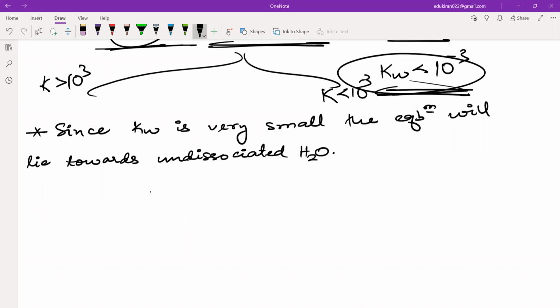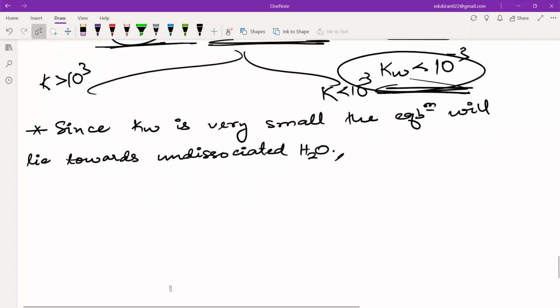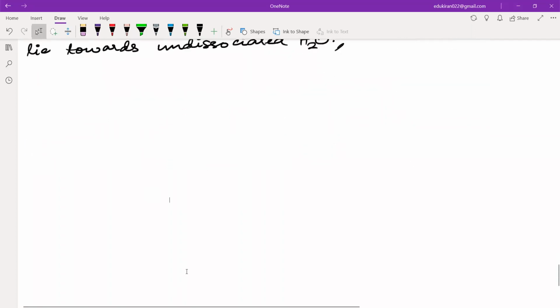Done, guys? You write this one point, then we will understand something else. We will understand what is going to happen if I add H plus, or if we add OH negative. Done? This one line. Yes, sir. Okay, fine. Now all of you listen and answer me.